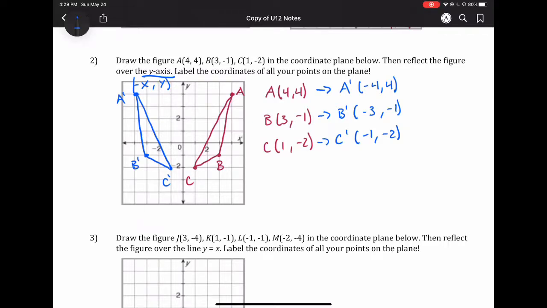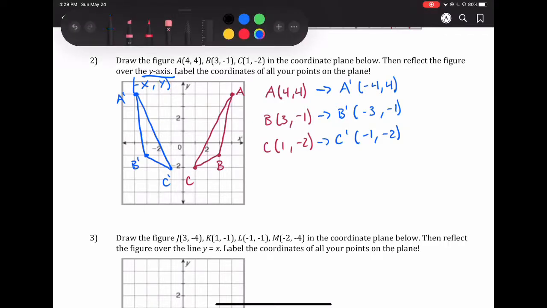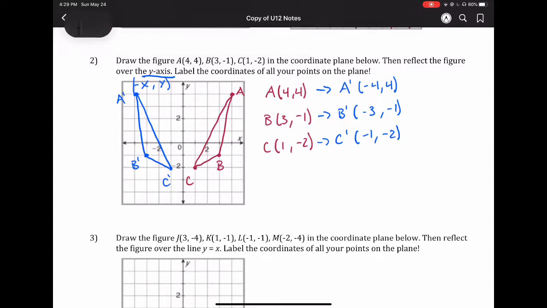And again, if you want to just check to make sure you are going in the right direction, if you start on one point and move in a straight line to the new point, you should be going across the y-axis. If you're not going across the y-axis, then there's some issue in your reflection.